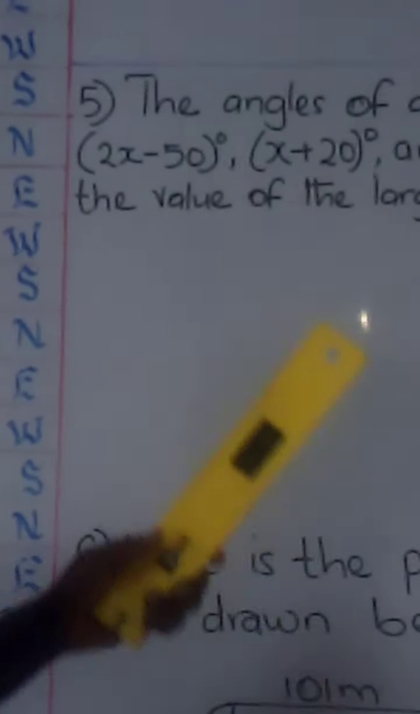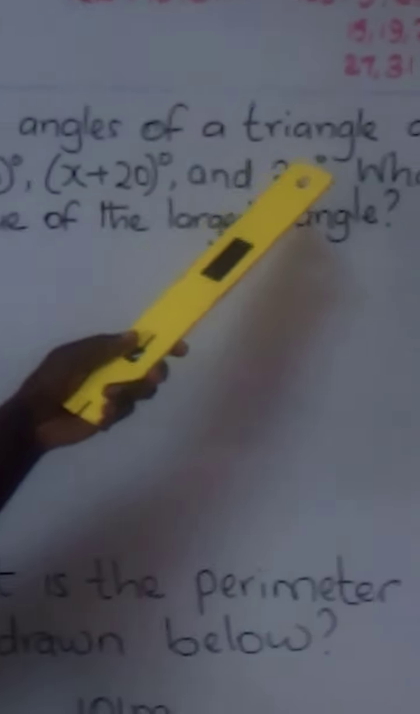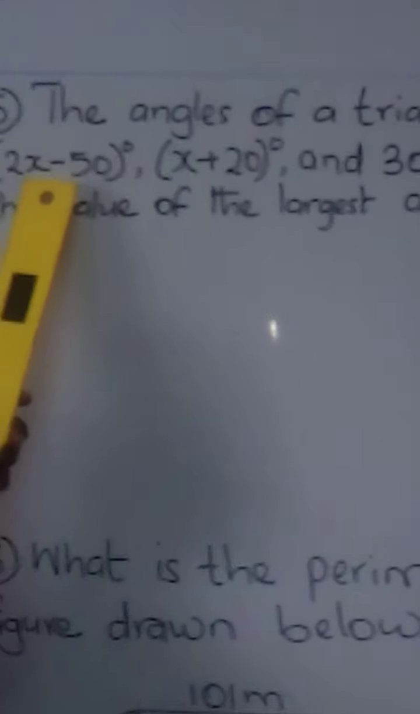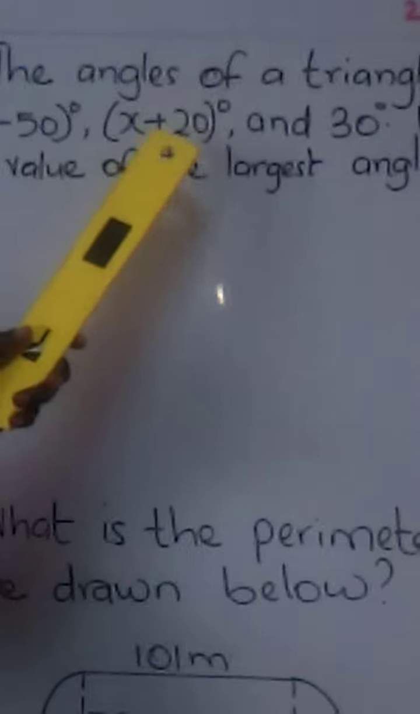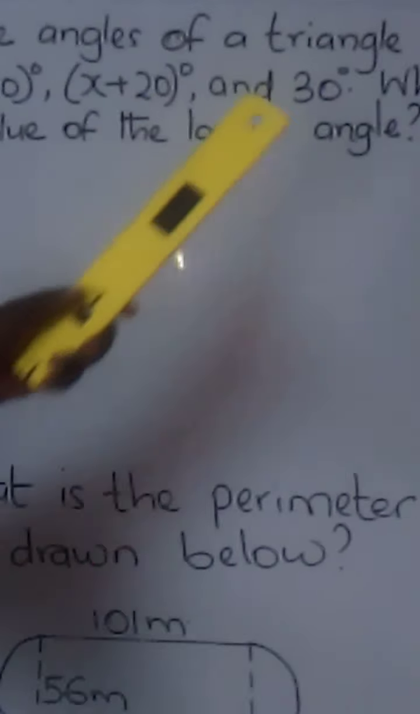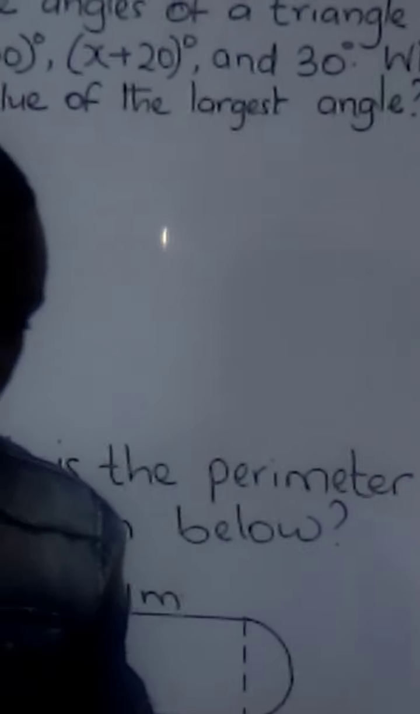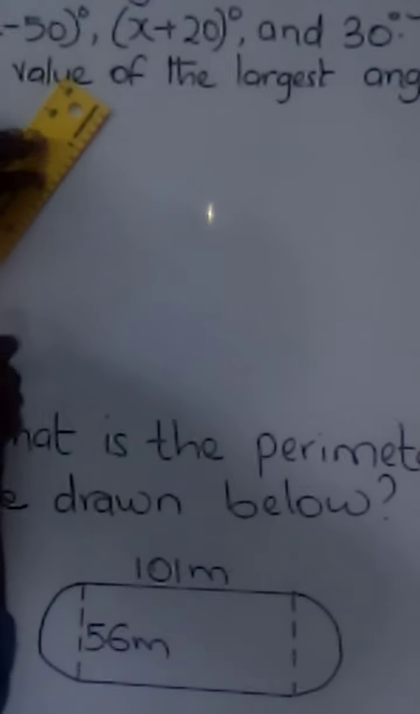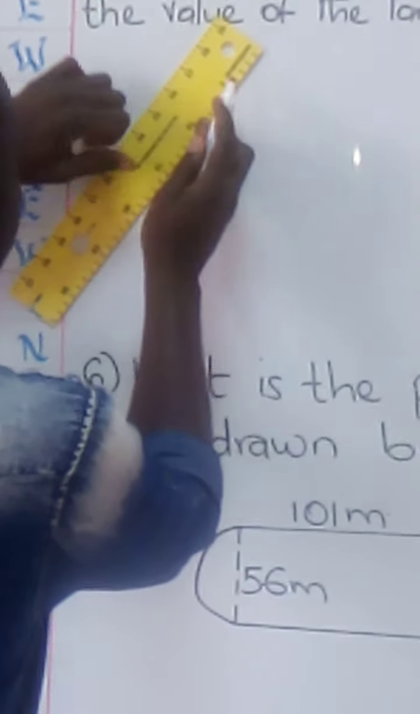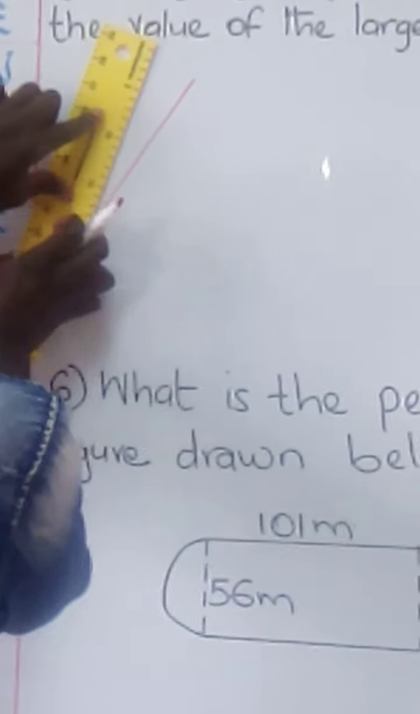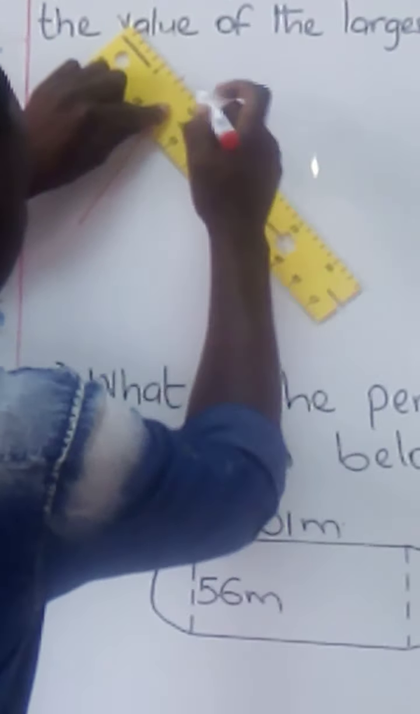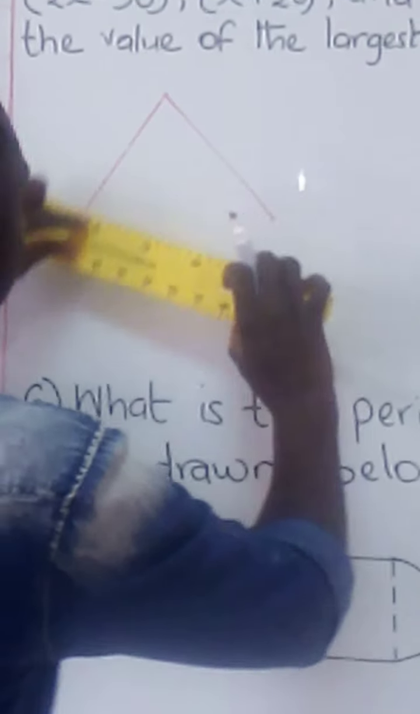Number 5 reads, the angles of a triangle are 2x minus 50 degrees, x plus 20 degrees, and 30 degrees. What is the value of the largest angle? I would like to draw, please patiently observe as I draw the triangle. Let us imagine that is the triangle.